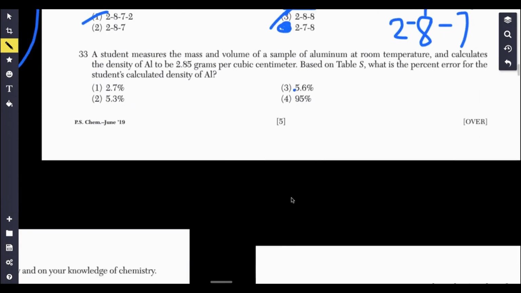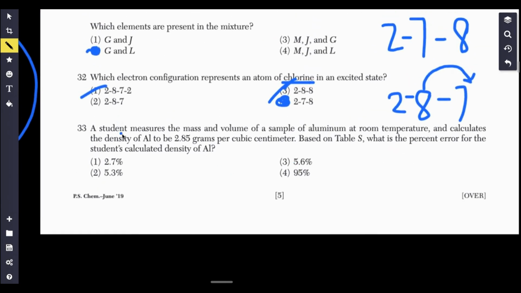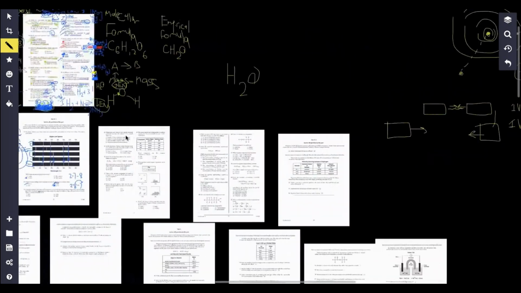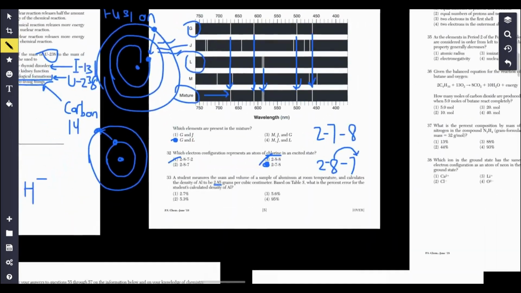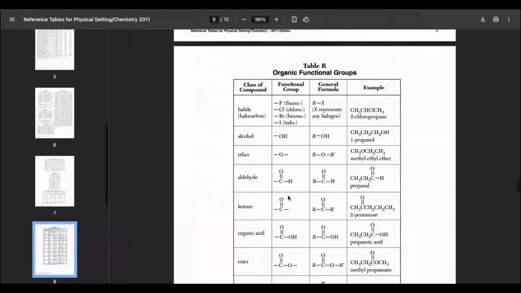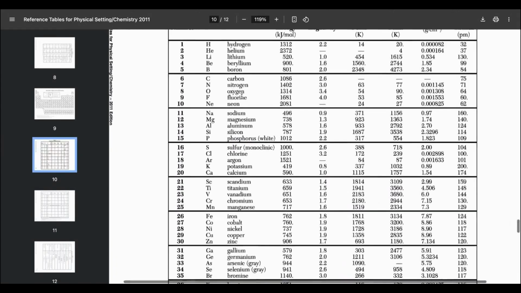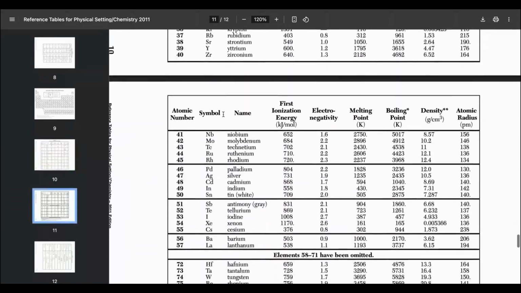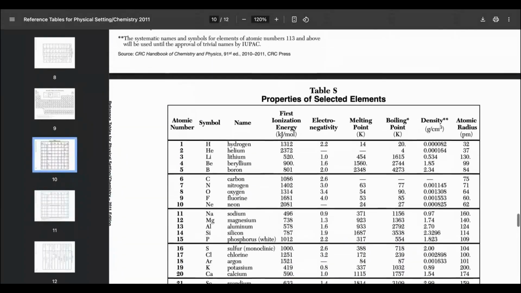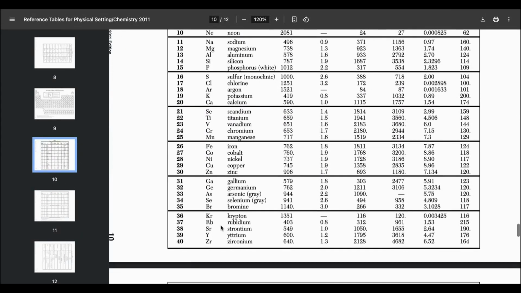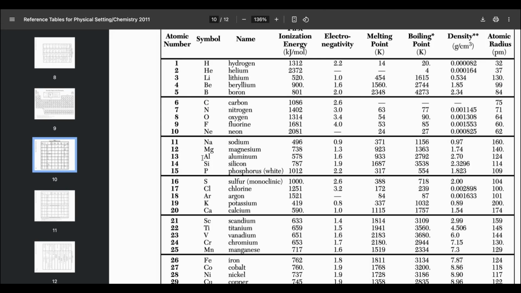Yeah, let's continue. A student measures mass and volume to determine density. Based on the data, what is the percent error? Based on Table S. All right, let's go to Table S and then we'll see. This one, they just want you to use a periodic table. So I'm going to use the periodic table. Where's my aluminum at? All right, aluminum.